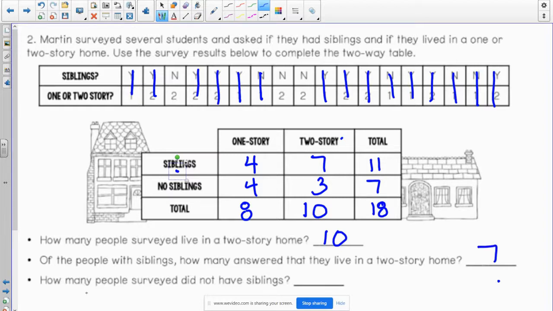And the last question, how many people surveyed did not have any siblings? So that's a 1 data. So you're just going to go to the total here, which is 7. And there is your first look at two-way tables.